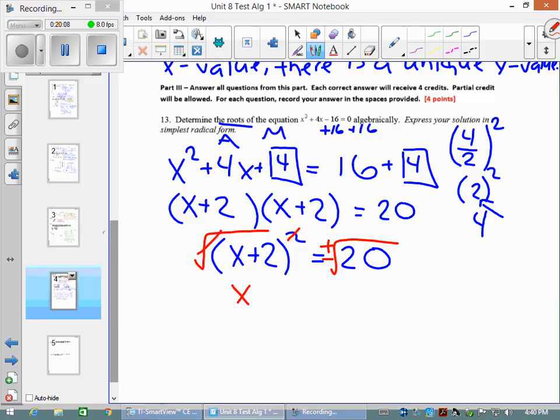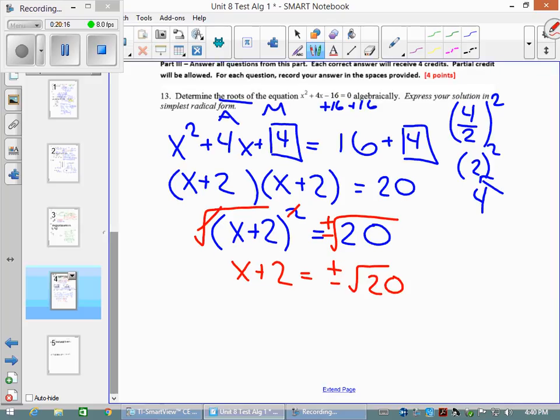Now, I do want to simplify that radical 20. So, x plus 2 equals, I keep my plus or minus. I'm thinking of two things that are going to multiply to 20, and I need one of them to be a perfect square. So that's 4 times 5, and 4 is my perfect square. So this is going to simplify to the square root of 4 is 2, radical 5, and I cannot simplify radical 5 anymore. And over here I still have my x plus 2.